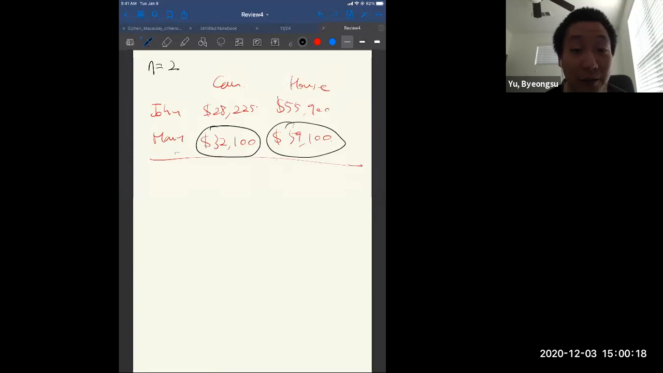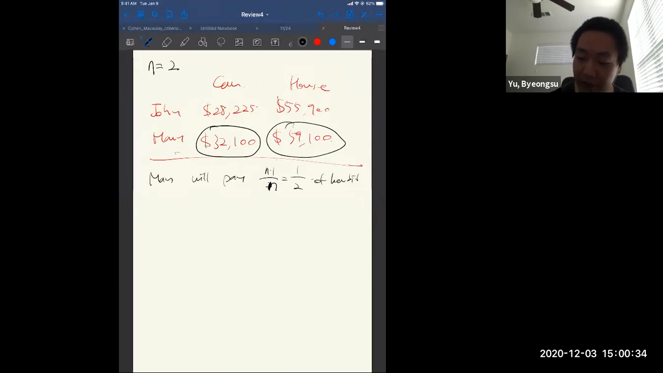Because there are only 2 persons. So first of all, Mary will pay n minus 1 over n, which is 1 over 2, of her bid. So she needs to halve her bid.